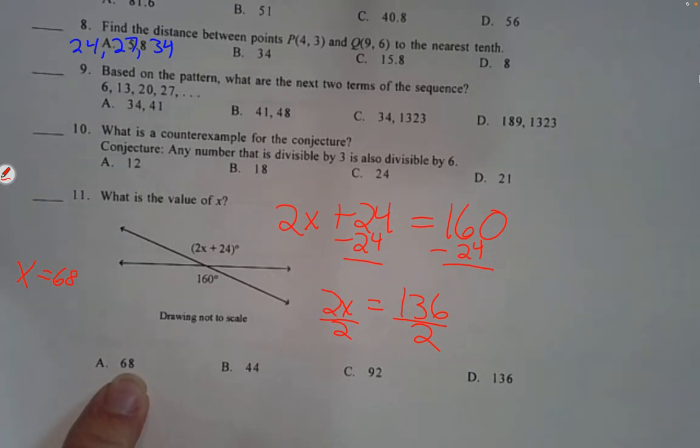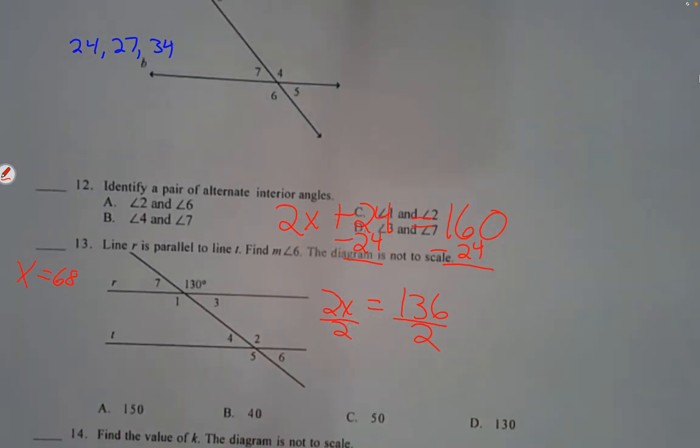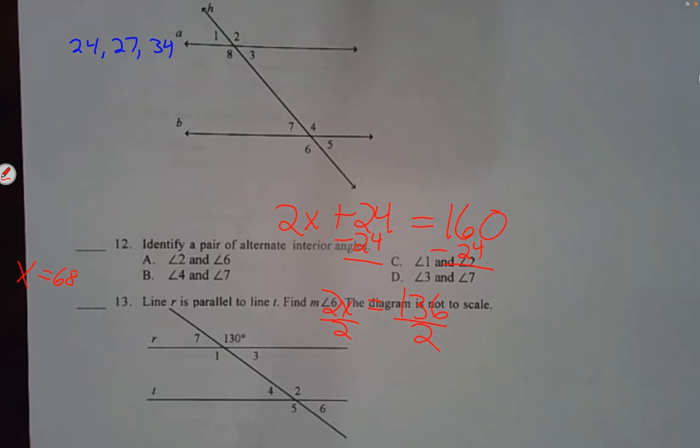Keep going. Number 12 says, name a pair of alternate interior angles. First thing, okay, Tanner, what is it? It is 3 and 7. Yeah. Okay, what's another one?